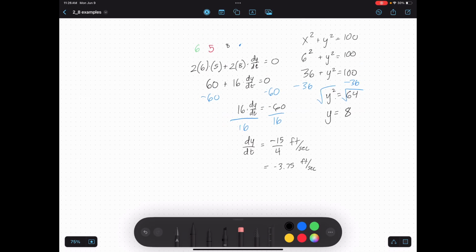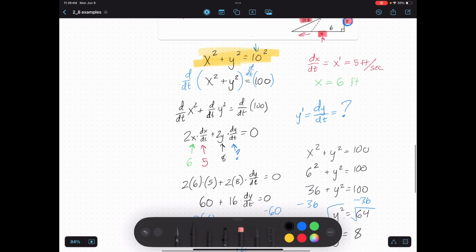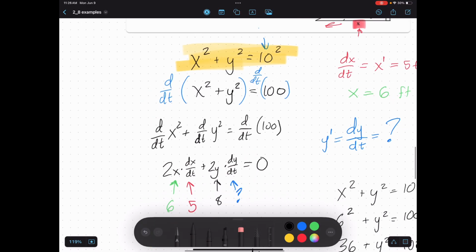So with related rates, everything depends on time, so you're taking the derivative in terms of time of everything.